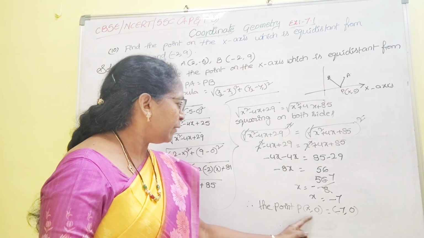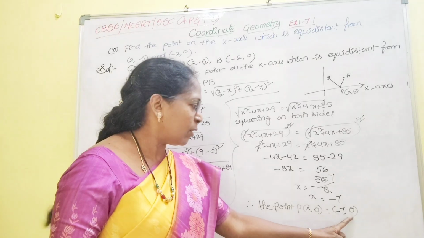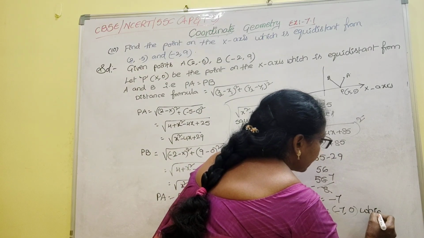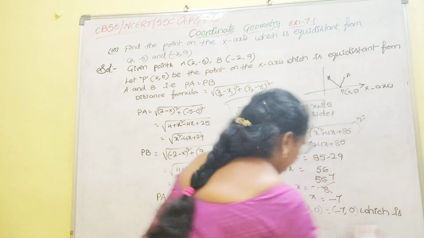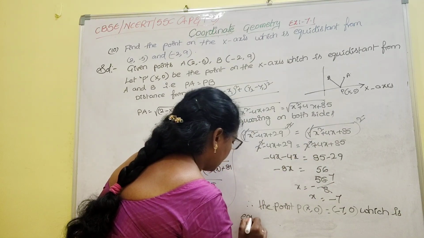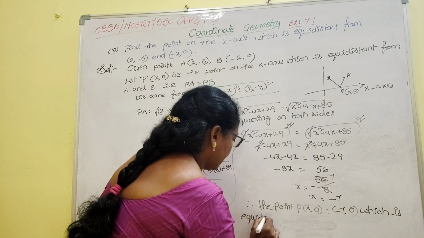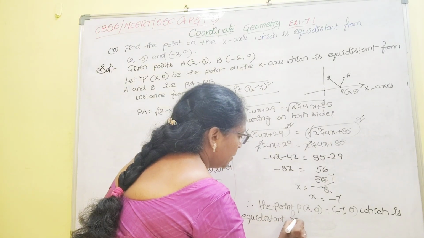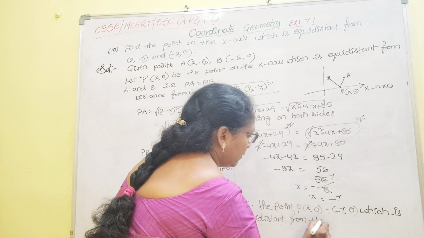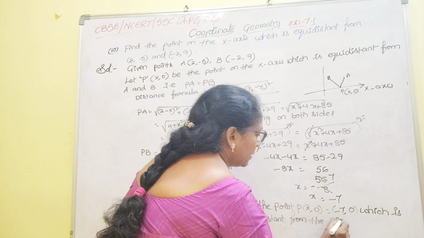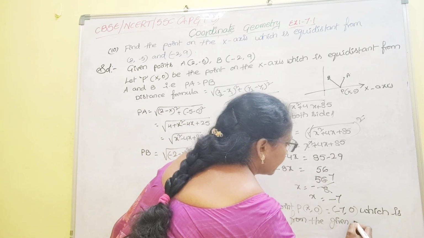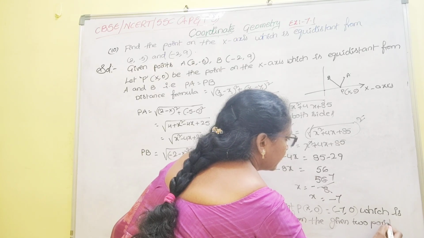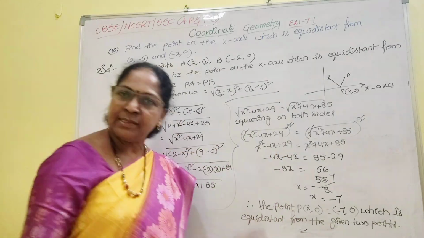Therefore, the point P of x comma 0 equals minus 7 comma 0. This is the point which is equidistant from the given points. This is the solution.